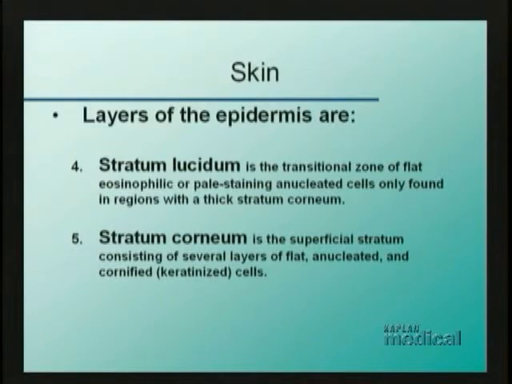And finally, the outermost layer of the epidermis is the stratum corneum, which consists of very flattened, anucleated, squamous, cornified, keratinized cells that are close to being desquamated at the most superficial layers of the epidermis.